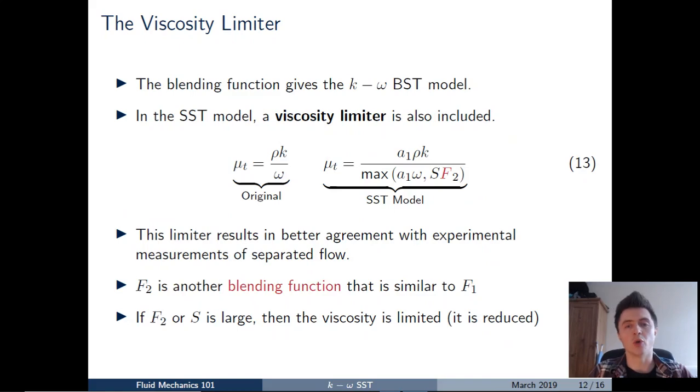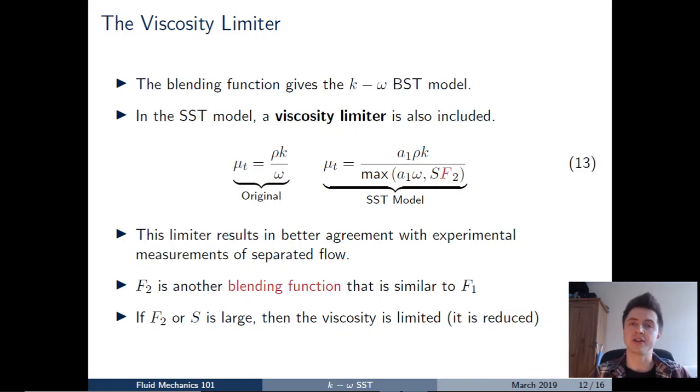At this stage, all we've proposed is the k omega BST, or baseline stress transport model. However, we haven't fully proposed the k omega shear stress transport, or the k omega SST model. The reason for this was, in the original paper, Menter noticed that at this stage the k omega BST model was still over predicting the wall shear stress. So even though we had that blending between the k epsilon and the k omega models, we were still over predicting the wall shear stress.